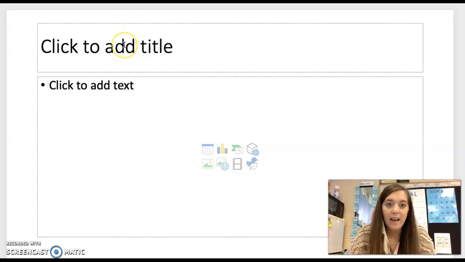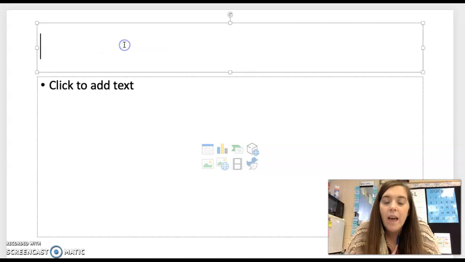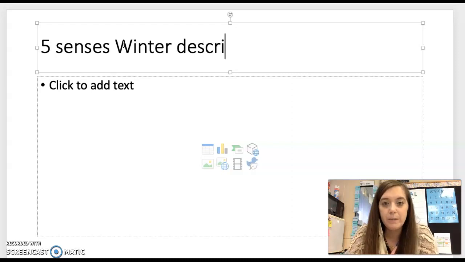And I thought that I would do an example draft with you, and then I'll have you write your own fall draft. So remember, I'm doing an example with winter. I'm writing about winter, you're writing about fall. And the winter event that I thought that I would write about is a snowy winter walk. So this is my 5 senses winter descriptive writing.